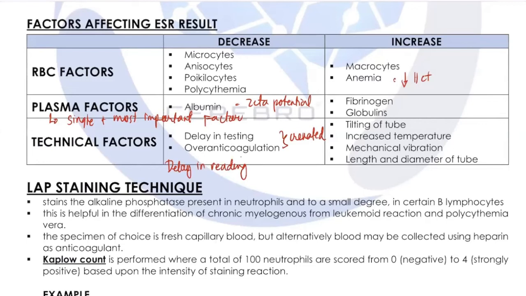Now, if your reading is delayed, you are supposed to read the result after 1 hour or 60 minutes. If you are not able to do that, of course you are giving more time for the red cells to settle. Therefore, delay in reading will increase ESR. Okay? So, delay in reading will increase ESR because you are giving them more time to settle. So, that means also that if you read the result before 60 minutes, that would decrease the ESR also.